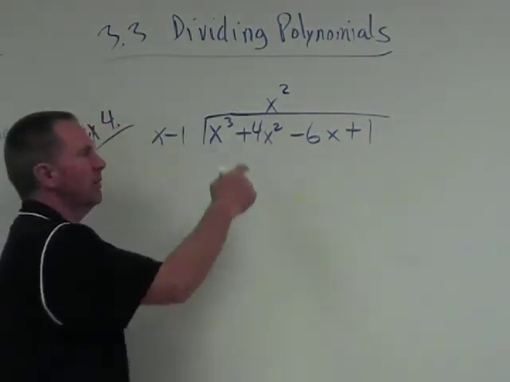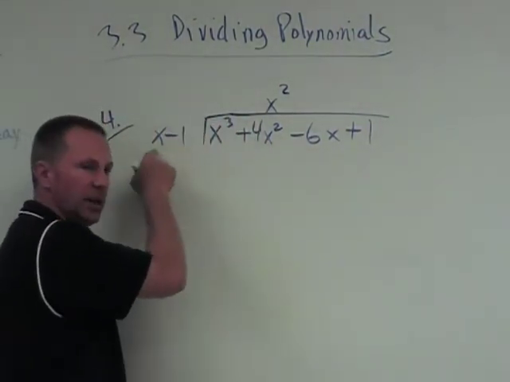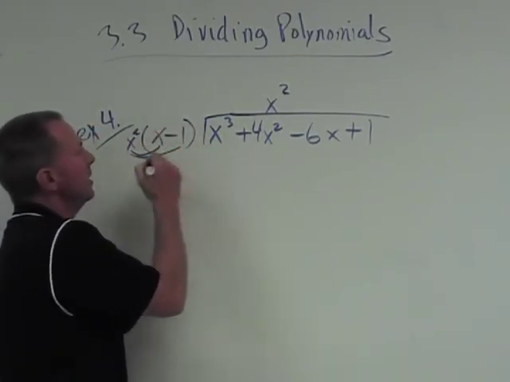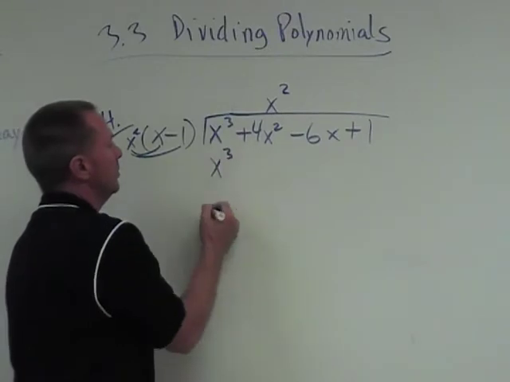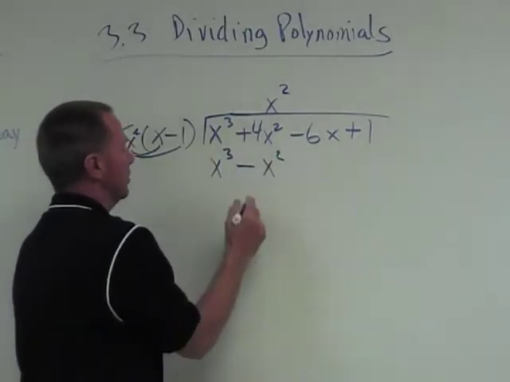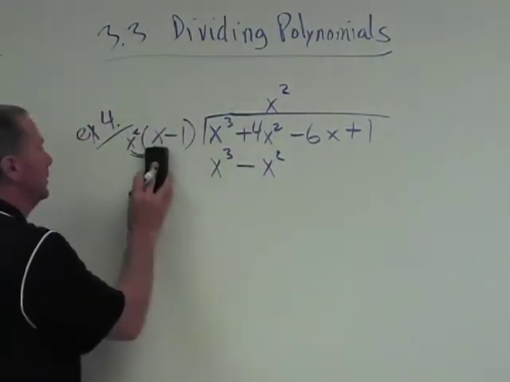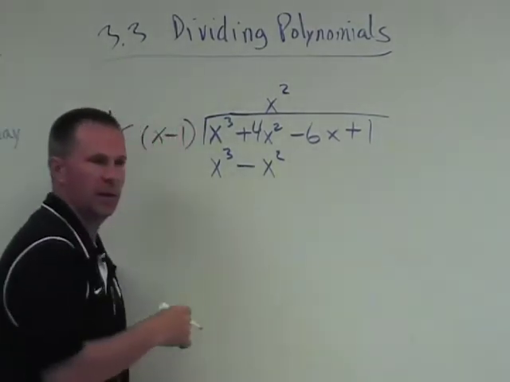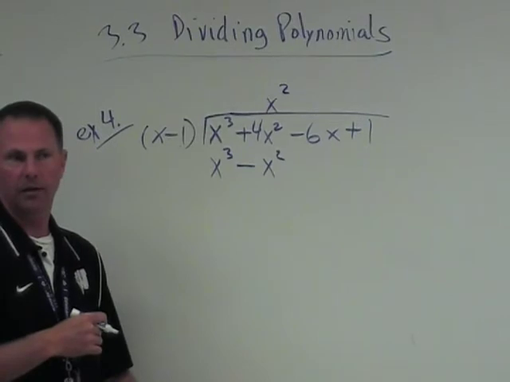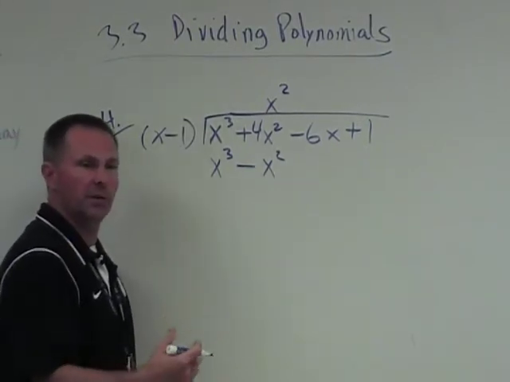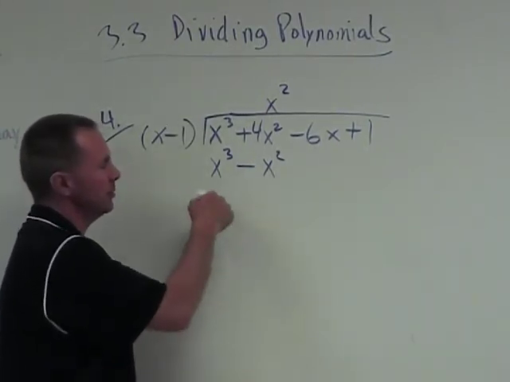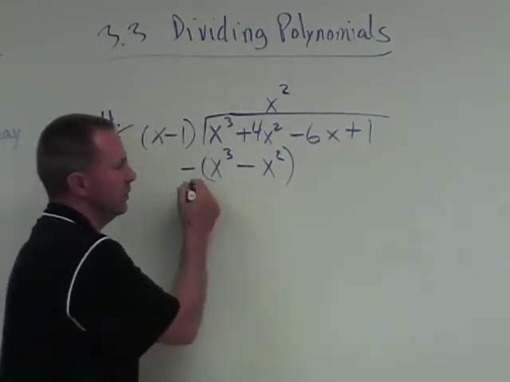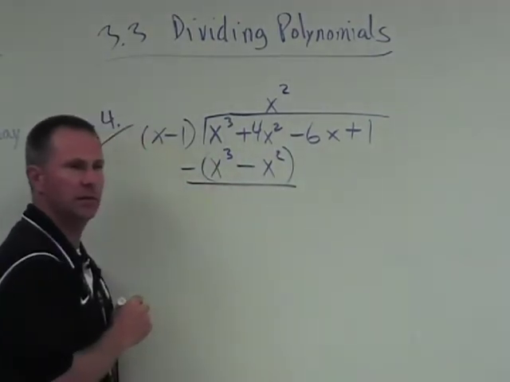So now what you do is you have to take this times this whole thing, not just the first one. So it's really x squared times x minus 1. So that's x cubed minus x squared. Okay? Now what do I do with that? Subtract. We don't know what's left. So when we do long division, we subtract to see how much is left. So I'm going to subtract this whole thing. What happens when I do that? What do I get?